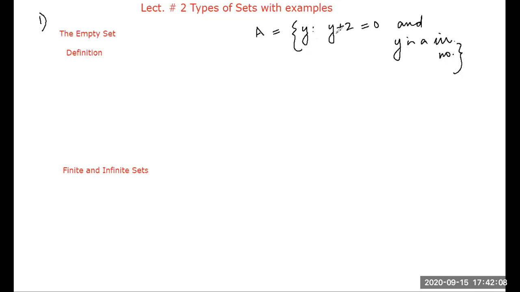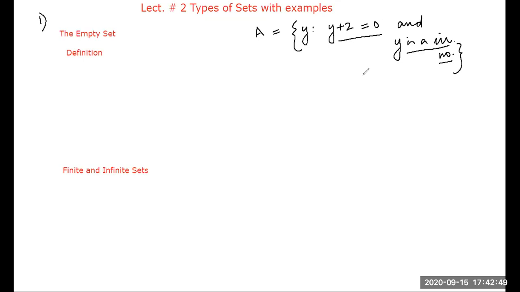On one side, it's told y plus 2 is equal to 0. On the other side, its definition also says y is an irrational number. Can you think of any value for y which satisfies both these conditions? Ishma, can you tell me any value for y which satisfies both: y plus 2 is equal to 0 and y is an irrational number?